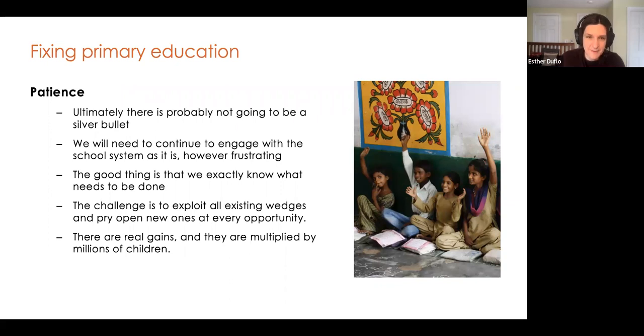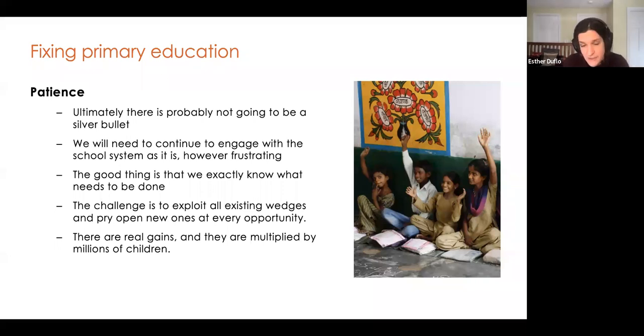So what's the ultimate strategy? I would say it's patience. It's realizing that there is not going to be a silver bullet, ultimately, that we will need to continue to engage with the school system as it is, however frustrating. The good thing is we exactly know what needs to be done: prepare the kids, number one, teach them at the right level once they arrive, number two. The challenge now is more of a political economy, organizational problem, is to exploit all the existing windows and pry open new ones at every opportunity.